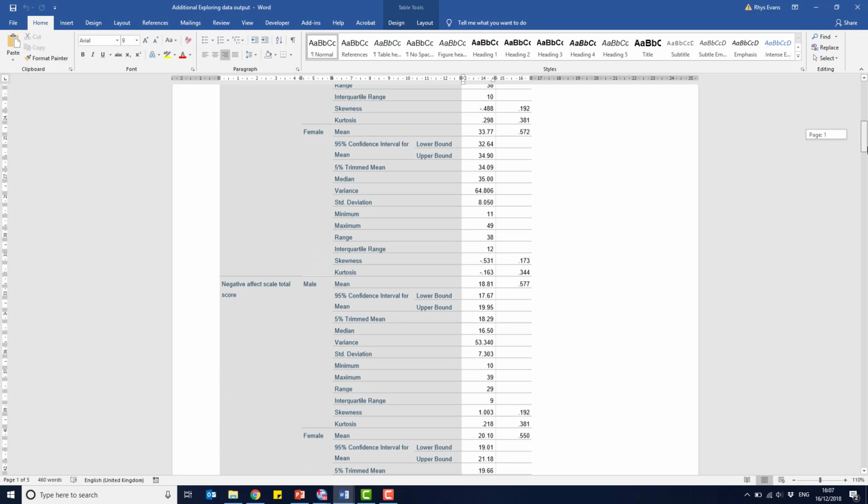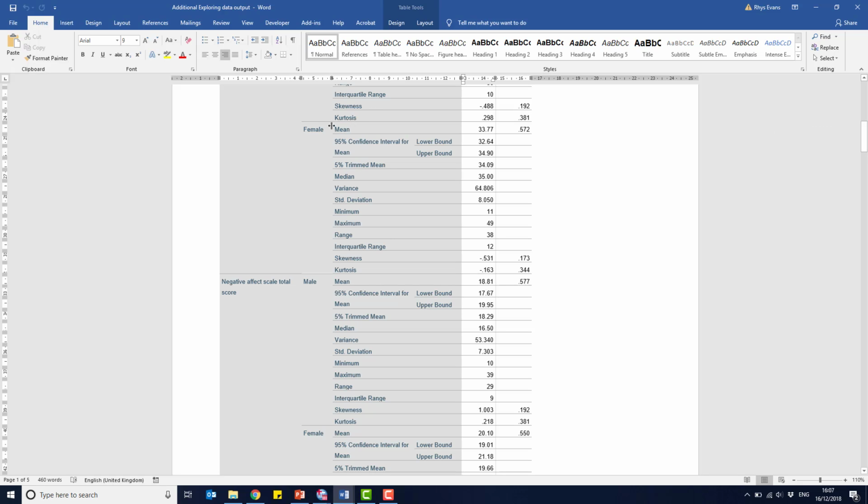So just looking at the female scores here then, on positive effect, we can see, as we said earlier, a mean of 33.77, and we can compare that to a 5% trimmed mean of 34.09. So there is a bit of change between those two things. It's not huge, but we might want to have a look and see if there are any outliers in our data set. And that's usually most easily detected through our histograms and our box plots.